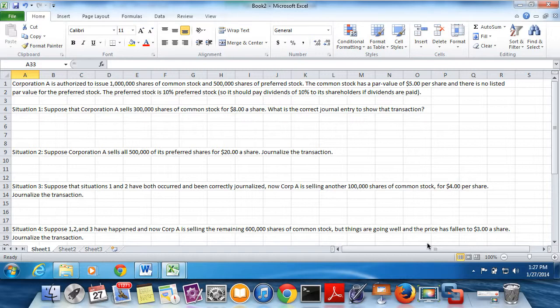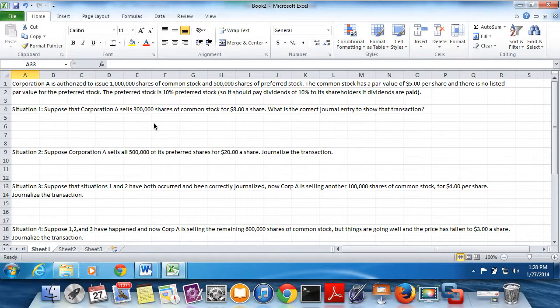So Corporation A is authorized. I remember, authorized here does not necessarily mean it has sold these yet, but it is authorized by its charter to issue 1 million shares of common stock and 500,000 shares of preferred stock. Common stock has a par value of $5 per share, and there is no listed par value for the preferred stock. The preferred stock is a 10% preferred stock, so if the company decides to pay dividends, it should be paying dividends of 10% of the stock value to its preferred shareholders before anyone else gets dividends, if those dividends end up being paid for the year.